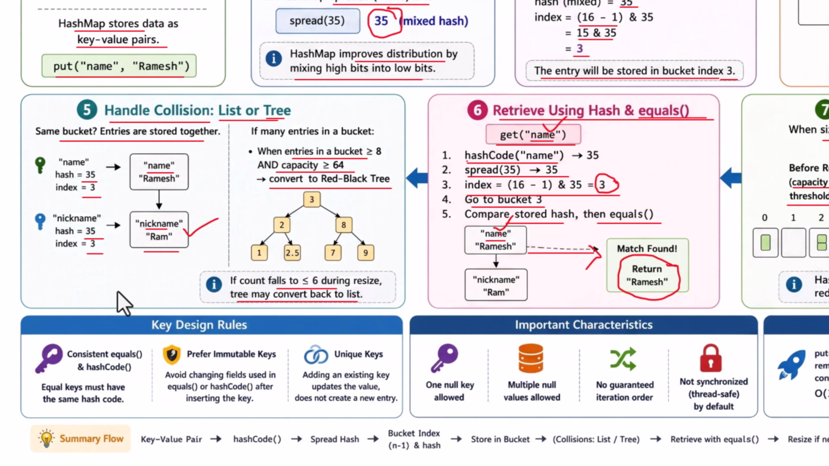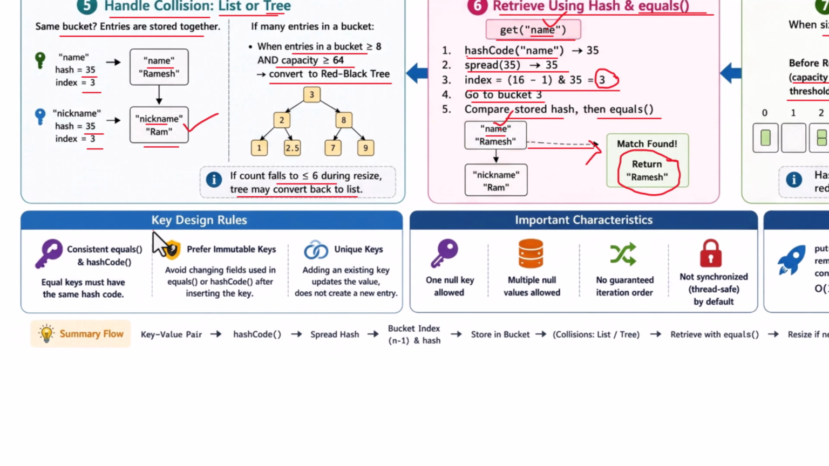Now let's understand the key design rules. The first rule is to implement equals and hash code consistently. If two keys are equal, they must return the same hash code. The second rule is to prefer immutable keys. Do not change the fields used by equals and hash code after inserting a key. The third rule is that keys are unique. Adding an existing key updates its value instead of adding another entry for the same key.